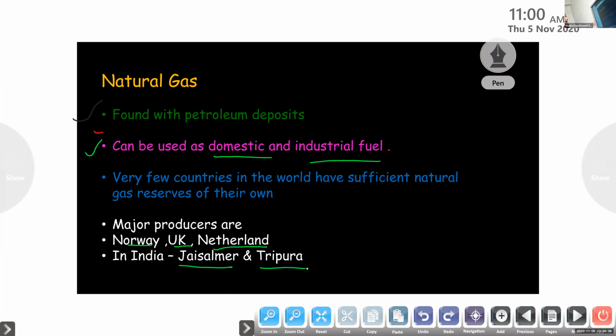Then, did all of you understand all these points? Natural gas is found with petroleum deposits. It can be used as domestic and industrial fuel, and a few countries, mostly European countries, are the producers of natural gas. Right? Then what is special about natural gas? What makes it different from other fossil fuels? Natural gas is the cleanest form of energy.